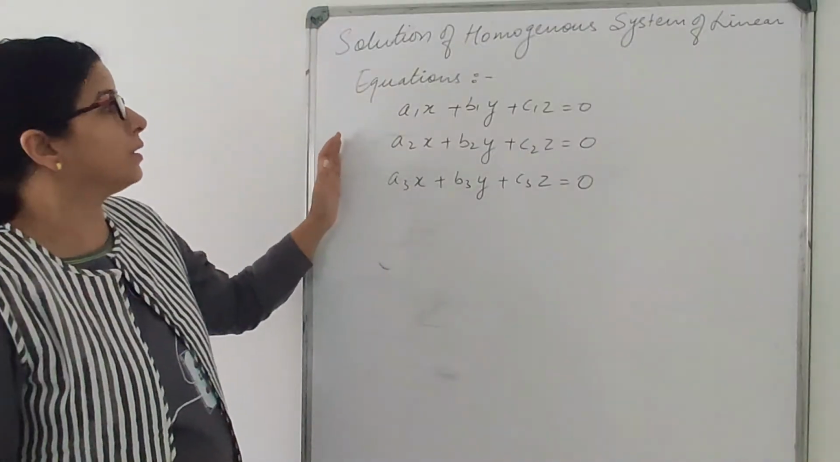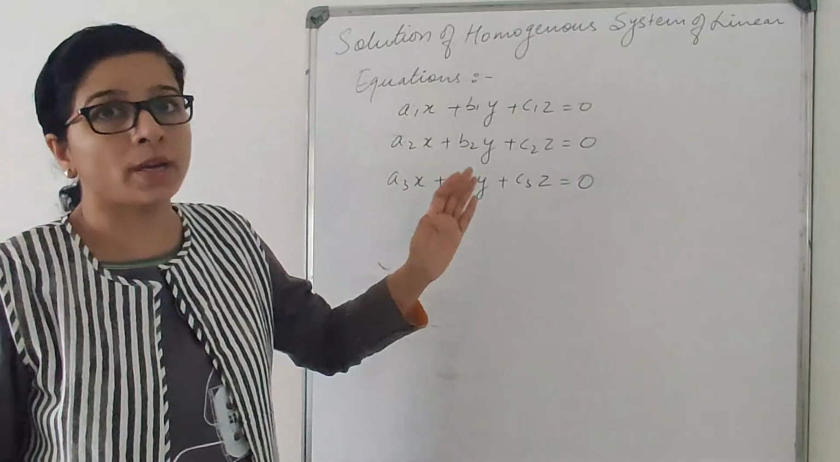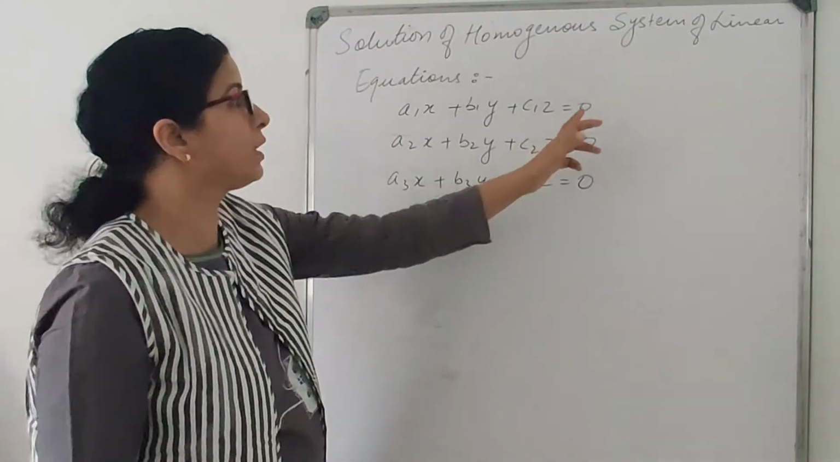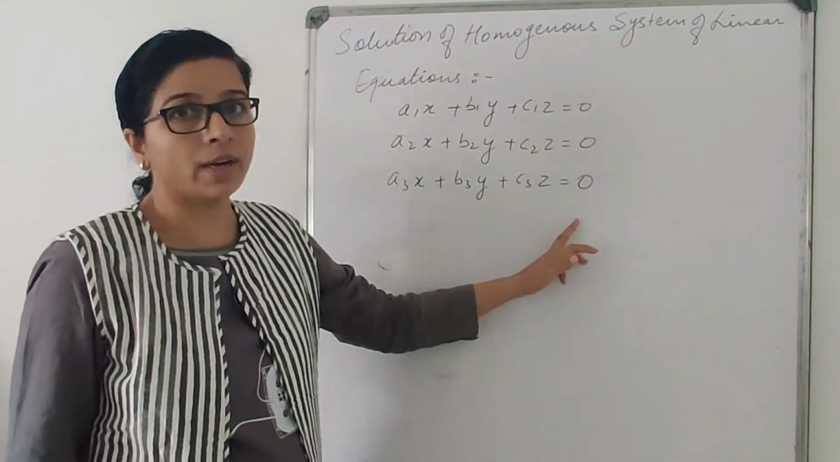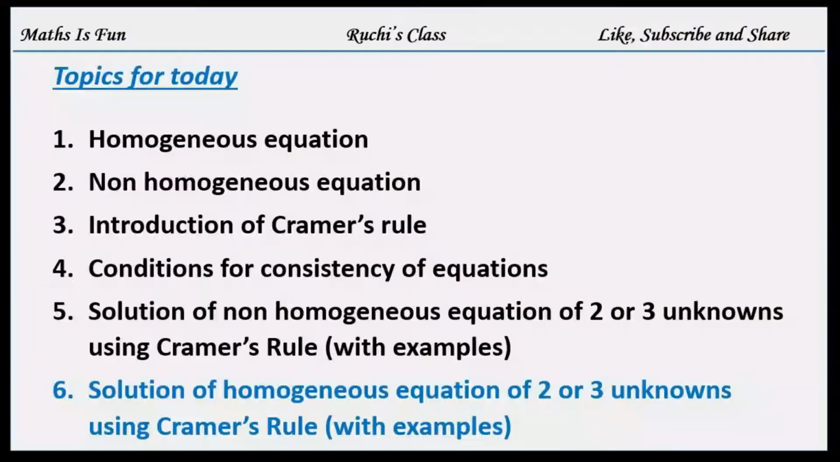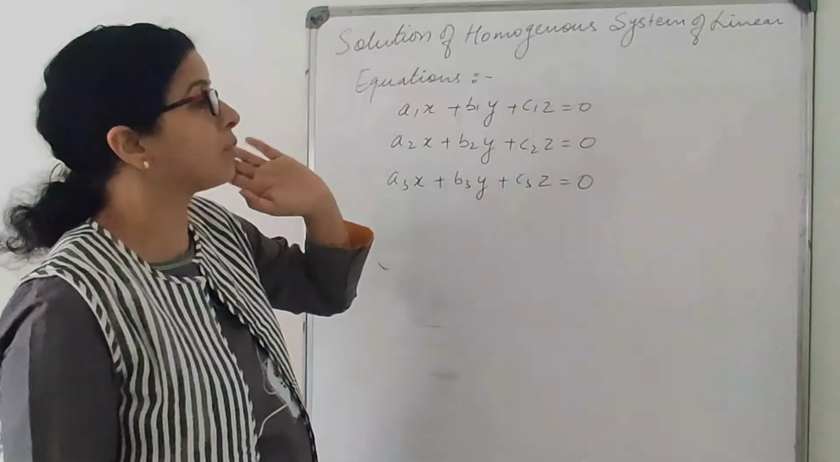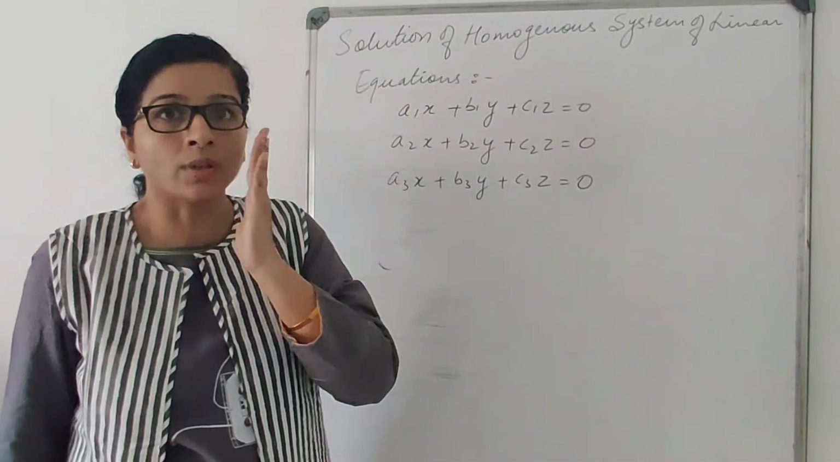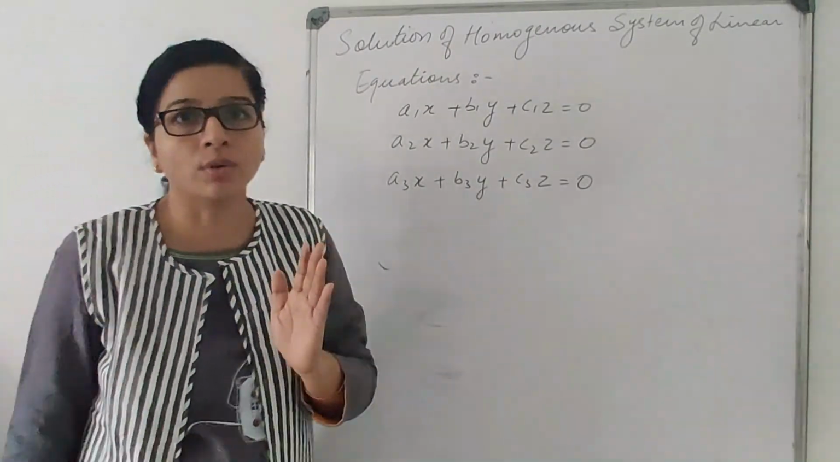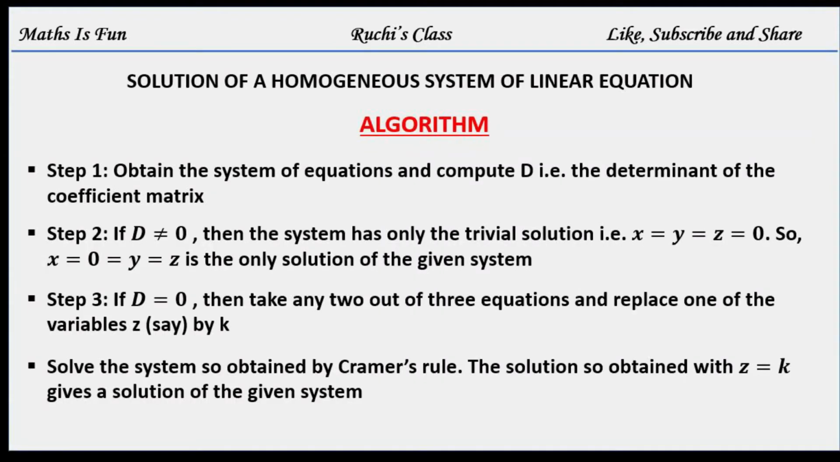Earlier I explained what a homogeneous equation is, when your constants are 0, right? Now how to solve a homogeneous system of linear equations? There is a certain algorithm. First of all, we find D, the determinant of the coefficient matrix. If D is not equal to 0, then we will get a trivial solution. What do you mean by trivial solution? That x is equal to 0, y is equal to 0 and z is equal to 0.